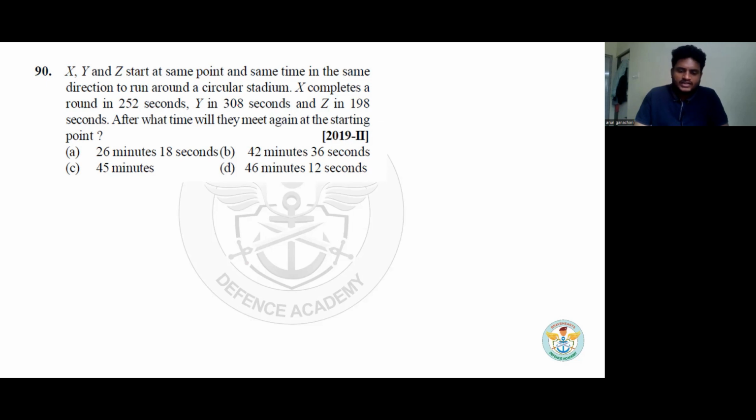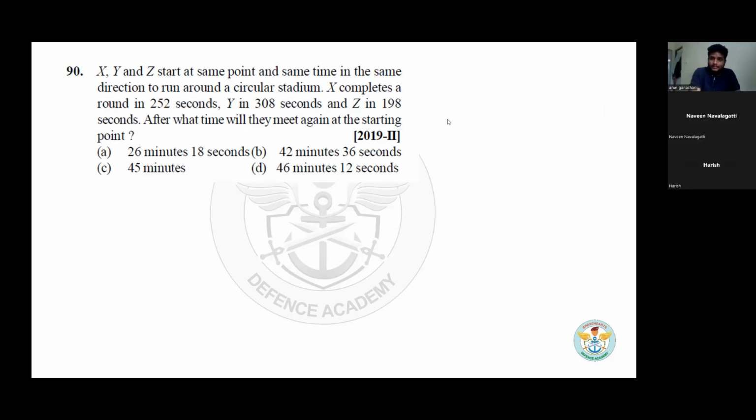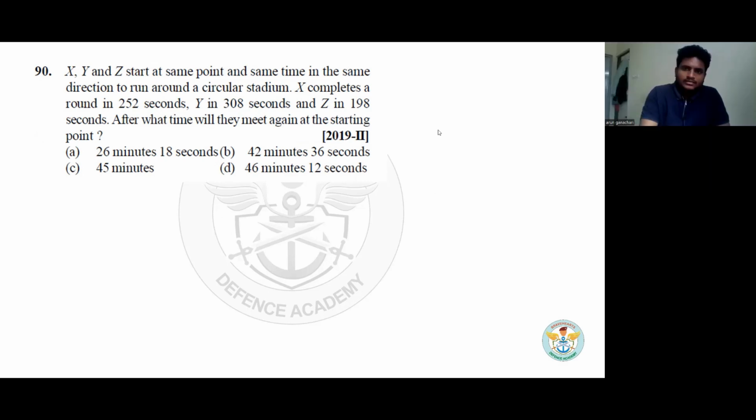What should we find? Should we find LCM or HCF? LCM. Why do we have to find LCM? Because your options are bigger than the given numbers. What are your given numbers? Your given numbers are 252, 308 and 198. But the options are in minutes, like 40 minutes, 20 minutes. So your options are bigger than your given numbers. So we'll have to find the LCM.